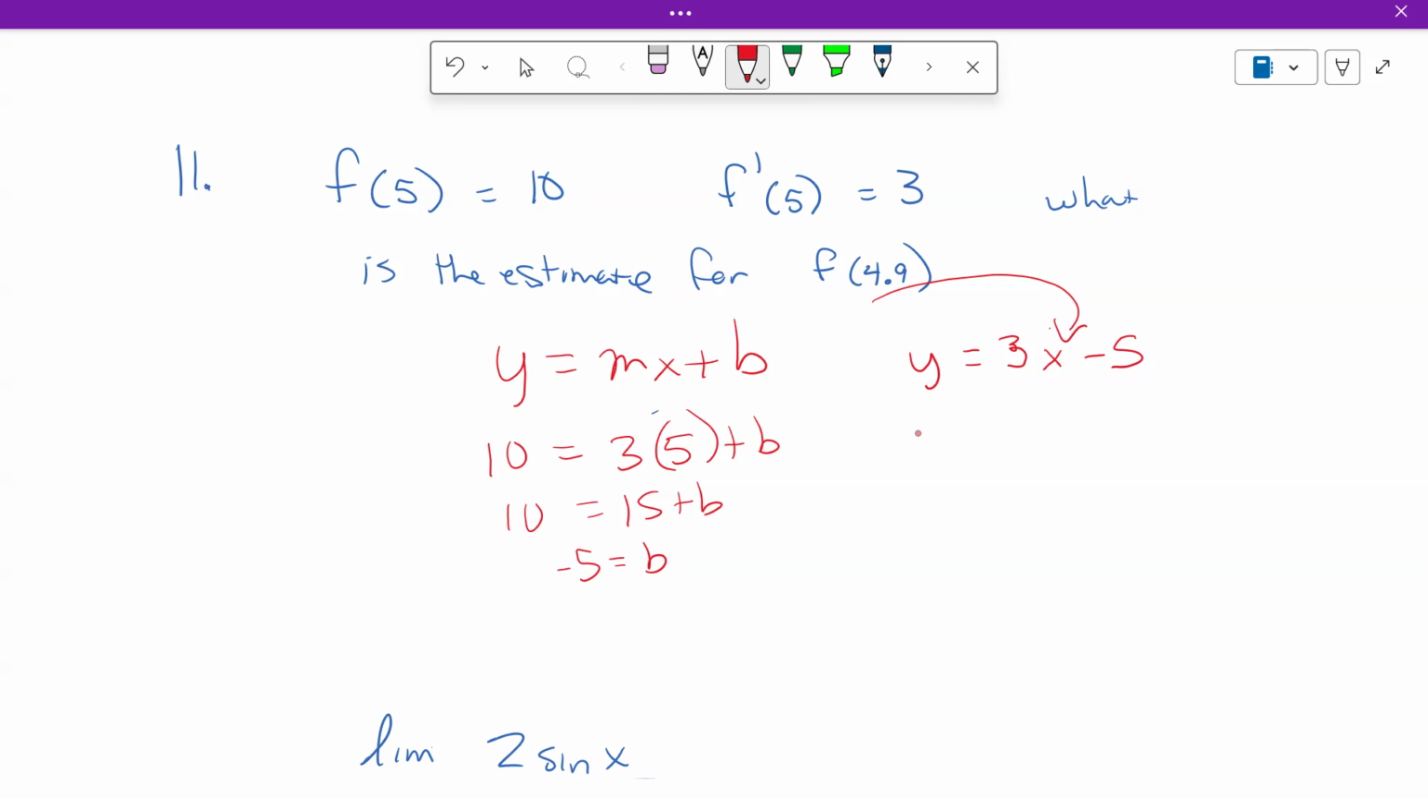We put in a 4.9. y equals 3 times 4.9 minus 5. y equals 14.7 minus 5. y equals 9.7.